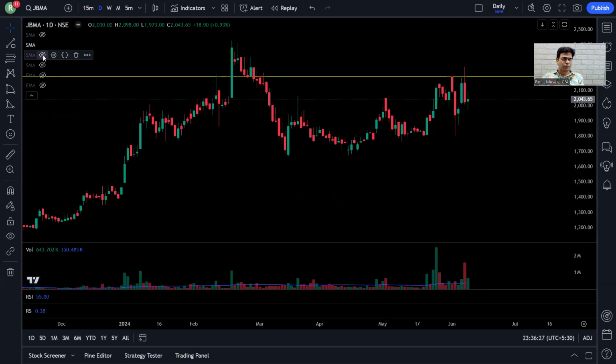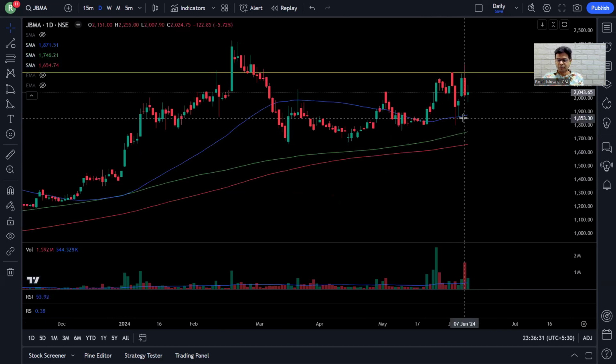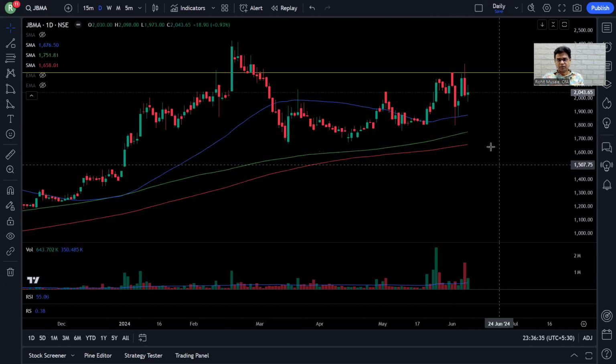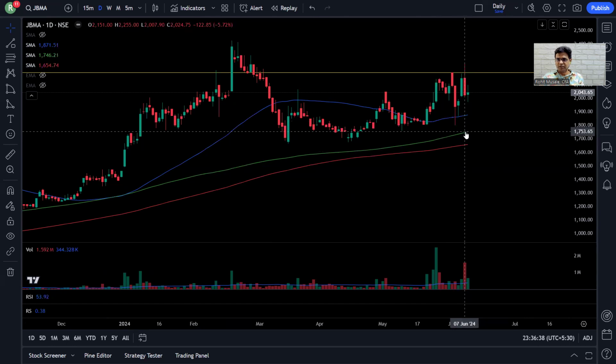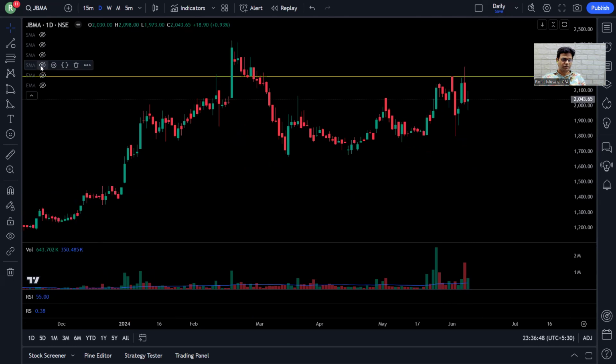So first, let me show you the three moving averages. The blue, the green, the red, the 50-day, the 150-day, and the 200-day. The blue is above the green and the green is above the red. That's a stage 2 powerful uptrending stock. That is why I took interest in the stock. Let me remove the moving averages.